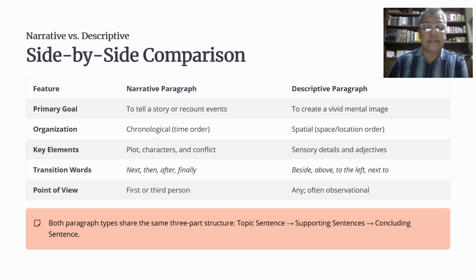Transition words: next, then, after, finally. And the transition words in a descriptive paragraph are beside, above, to the left, next to. Point of view: in a narrative paragraph, first or third person. In a descriptive paragraph, often the observer. But both paragraph types share the same three-part structure: topic sentence, supporting sentences, and concluding sentence.